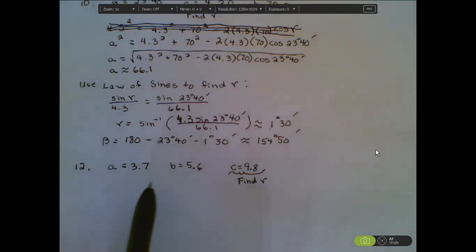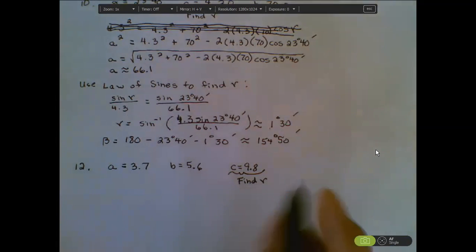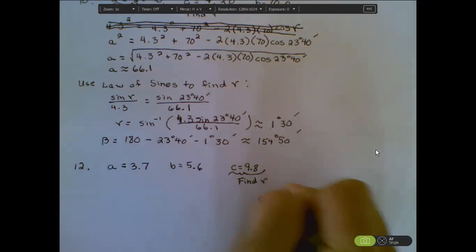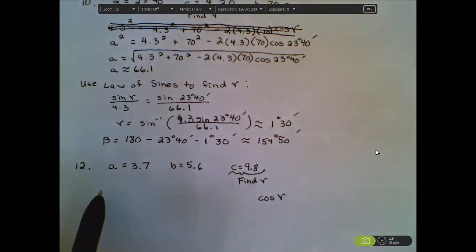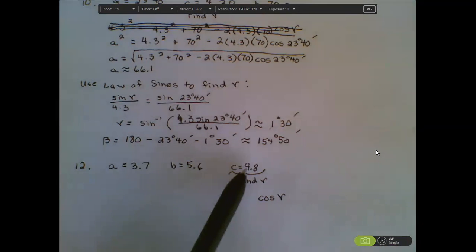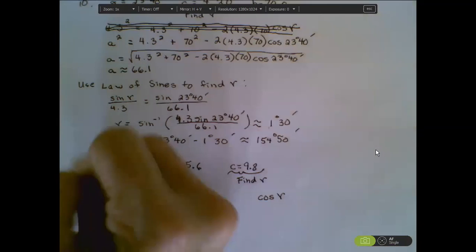Instead of using alpha, beta, gamma for the angles, they use capital A, capital B, capital C. Doesn't matter. All right, so if we want to find gamma, then we're going to have cosine gamma on the right-hand side. What does that mean we have to start with on the left-hand side? The 9.8. Yep, the C. If we have cosine gamma on the right, then our equation is going to start with C squared.